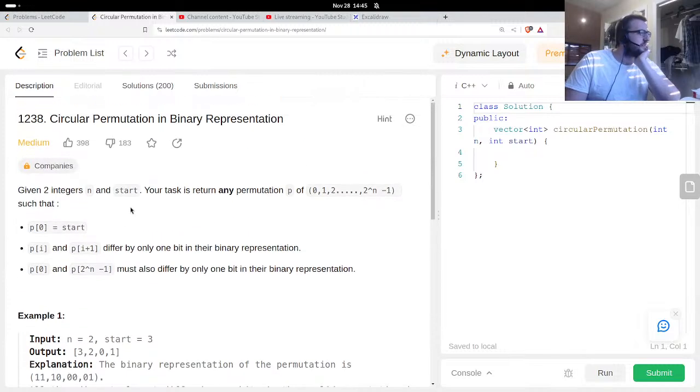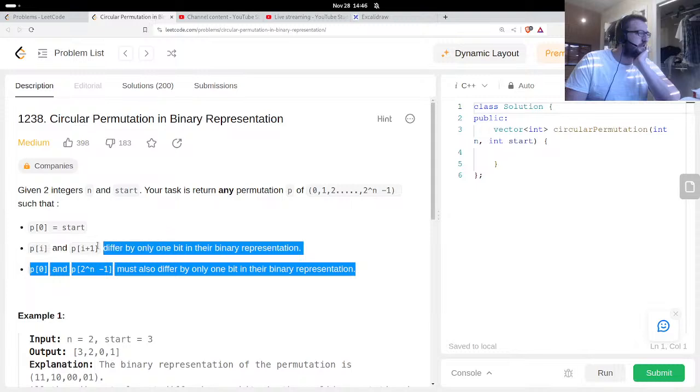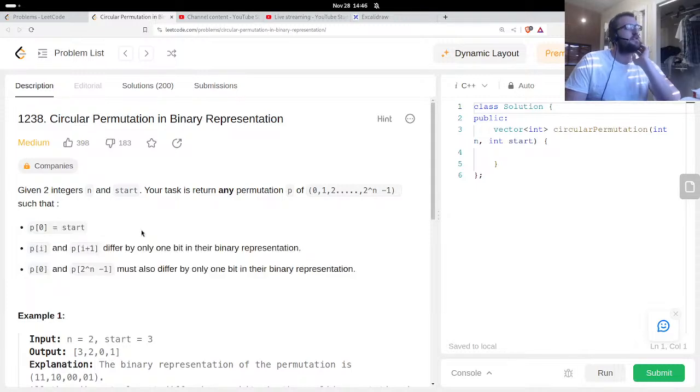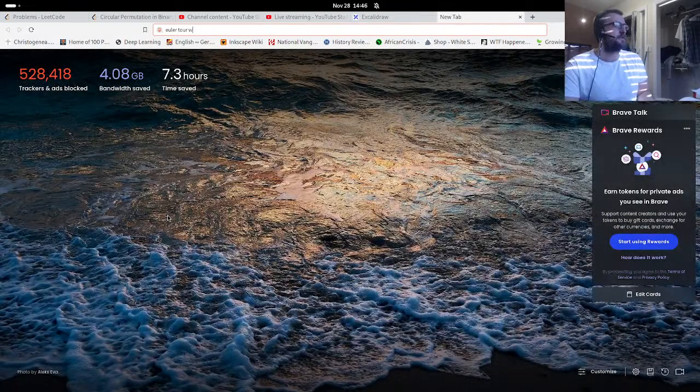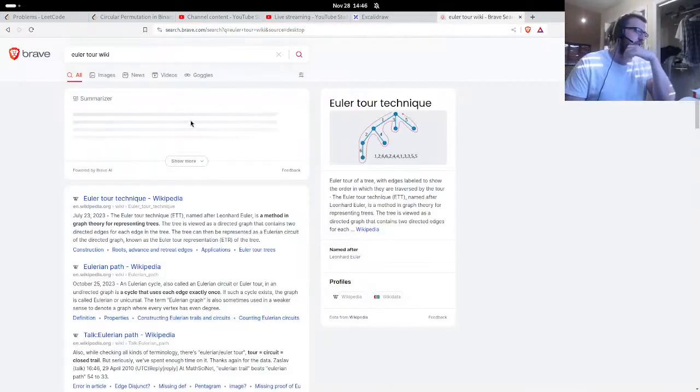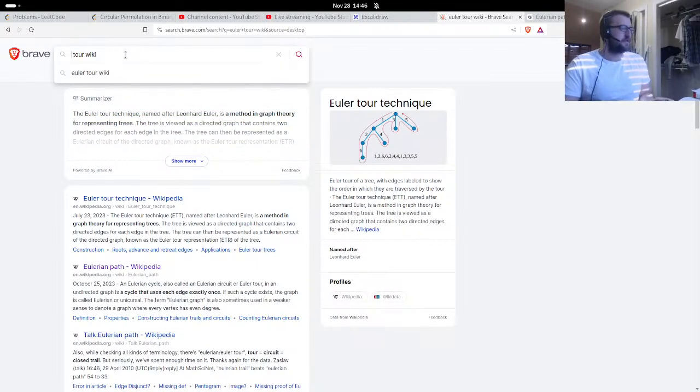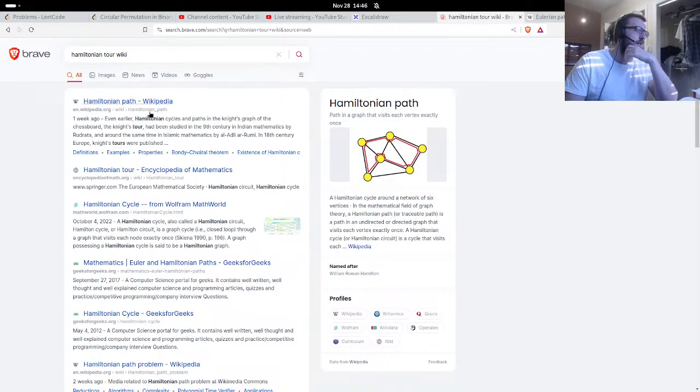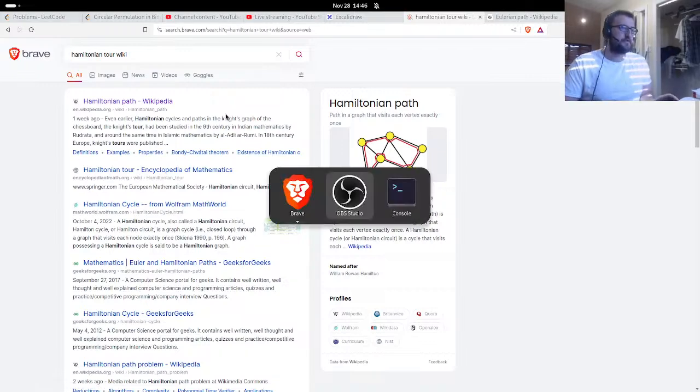So I think this is technically a Hamiltonian cycle, I think it's called, through the graph. So an Euler tour visits every edge. Hold on, Euler tour wiki, right? Eulerian path, and then a Hamiltonian tour, Hamiltonian path. Hold on a second.